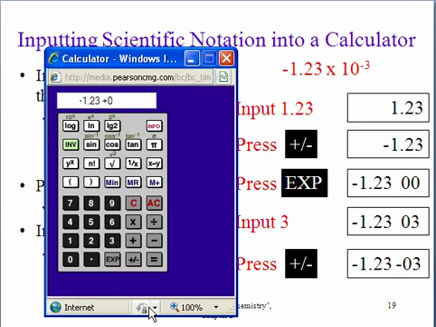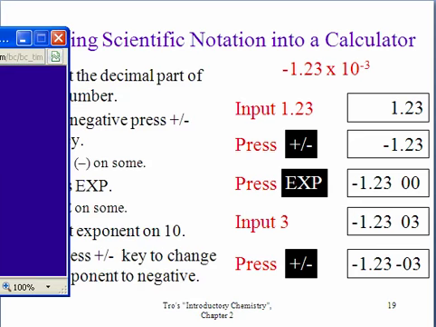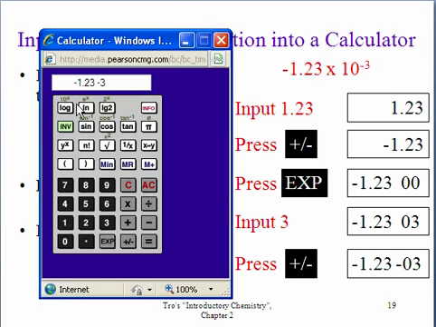So we input the 3, and after you've hit the exponent key, you can actually hit this for most calculators and then the 3. But for this calculator here, I have to hit the 3 first and then change its sign. So for most calculators, what you're going to do is after you hit the exponent or EE key, then you hit the change sign and then the 3. And that will give you your value times 10 to the minus 3.